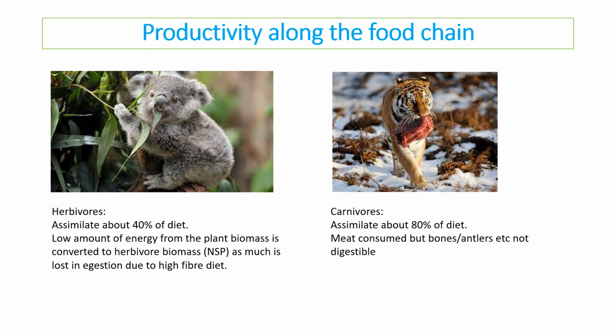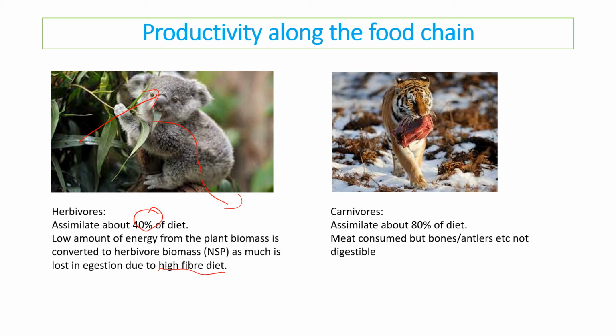The productivity along the food chain actually gets a bit better. So the energy that comes from the herbivores, such as the koala bear getting it from the eucalyptus tree it's eating, is only going to be a maximum of about 40% of the diet that it can actually absorb, because plant material is largely indigestible due to the cellulose, meaning it's got a high fibre diet. So it just passes through the koala and is digested out the other side.